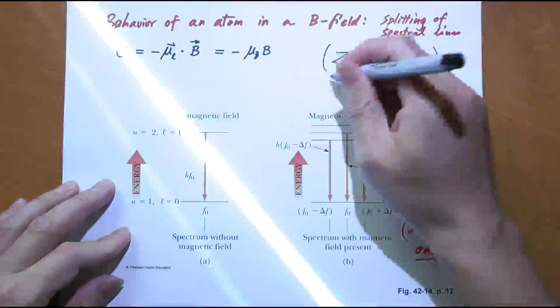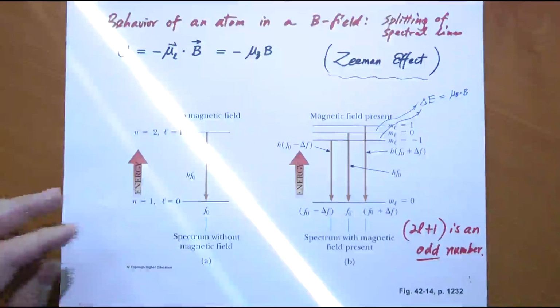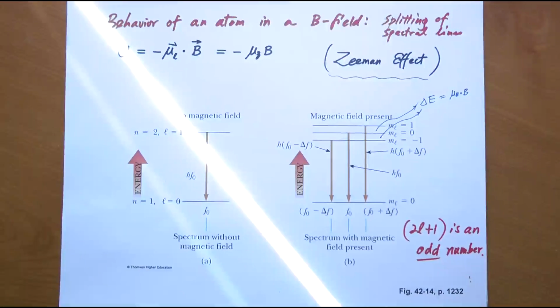This is called the Zeeman effect. That's basically what happens. You put an atom in a magnetic field. You see splitting of spectral lines based on different m values.